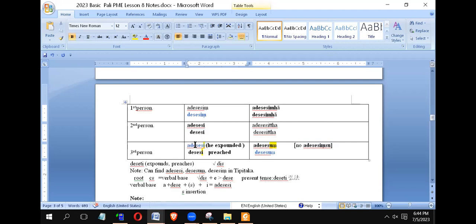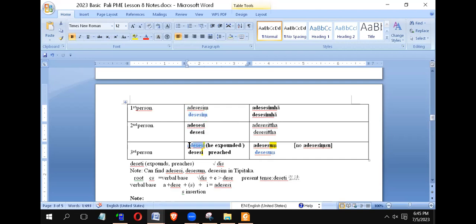This means that sometimes this A or without A is optional, meaning that not all the time is it applicable, only sometimes. All right. So like this, Adesesim cannot be found in the Tipitaka, but Desesim can be found in the Tipitaka. This means that this A is optional here. Joyce, can you follow me so far? Yeah. Okay. So the blue color can be found in the Tipitaka.